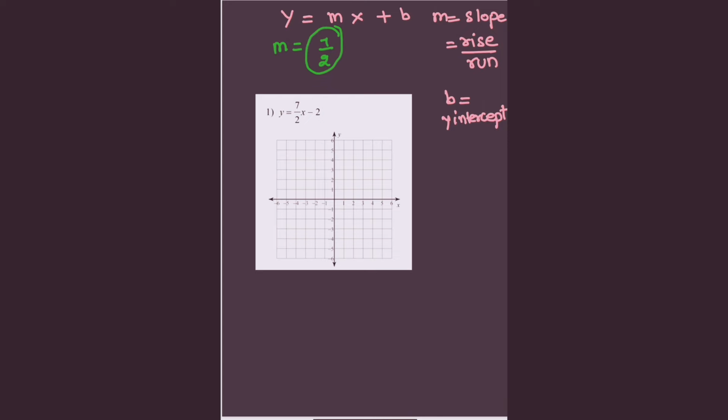over 2x minus 2. Now, since the slope is positive, our graph should look like an uphill graph when you read it from left to right. The y-intercept here is -2. Again, you can see that in the equation given on the graph.